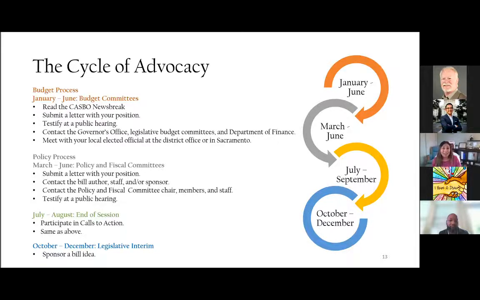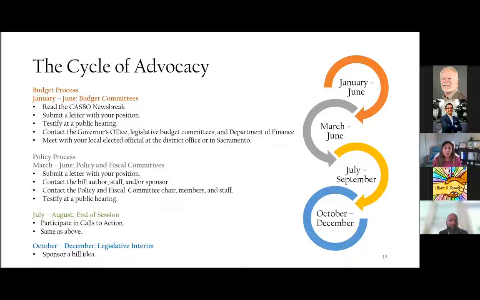You could testify as the budget committees begin to deliberate on all of these budget proposals. You could testify, and because of distance environments, we can now testify virtually, so you don't have to fly up, which has been great for many. You could contact the governor's office, the budget committees, the Department of Finance, and meet with your elected officials to let them know where your value statement lies in terms of what you're seeing in the budget.